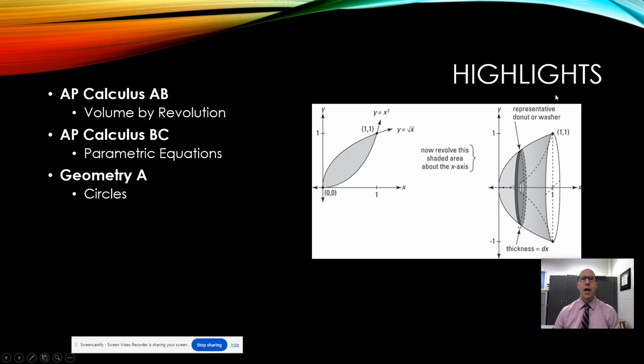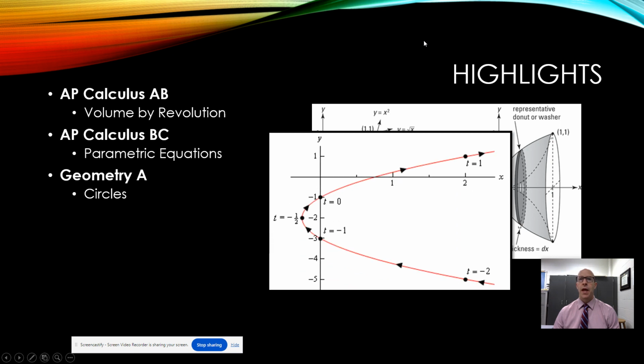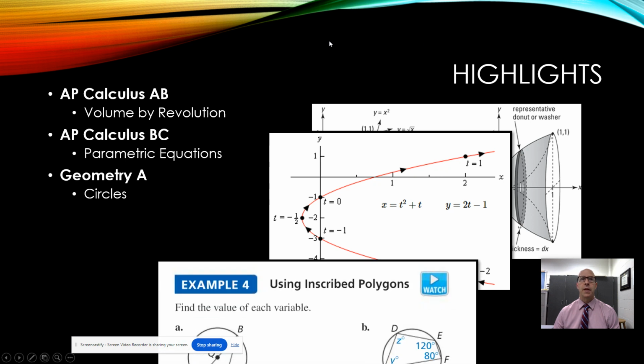This week in Calc AB, we will be looking at volumes by revolution. Last week I introduced something called the disk method and the washer method. This week we will continue to expand on those concepts. In Calc BC, last week we started looking at what parametric equations are, and this week we'll focus more on the calculus of parametric equations.